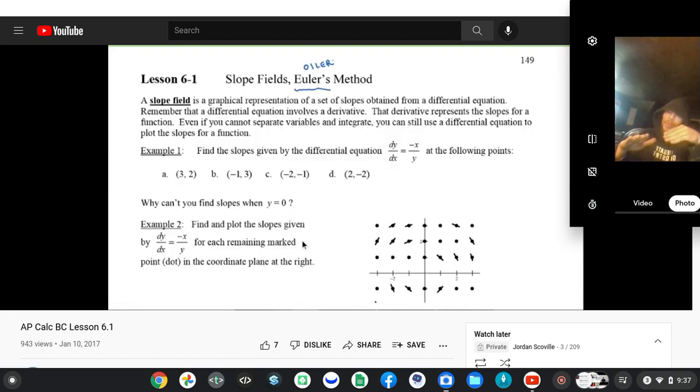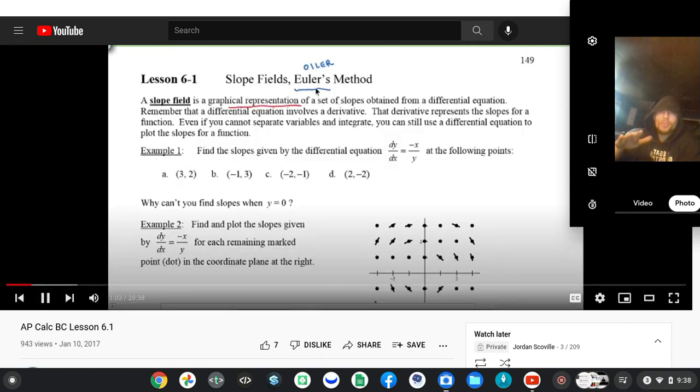So what is a slope field? Well, really, it's just a graphical representation. We're going to be drawing the slope of a set of slopes obtained from a differential equation. Remember, the differential equation is not just that dy dx thing. And that's what we're going to be trying to graph out. Not the original graph, not y equals, but dy dx.